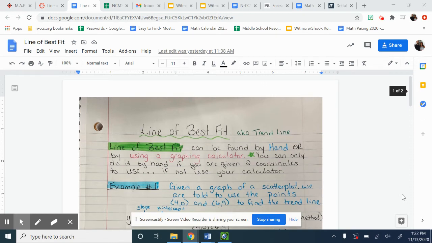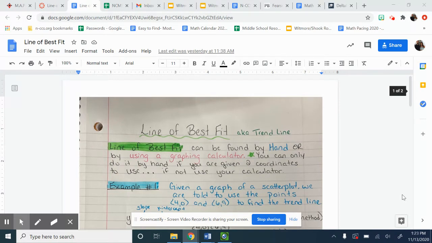Today we're going to talk about line of best fit. In the last couple weeks or days, really, we've talked about scatter plots and how scatter plots show correlations on a graph, and your points show positive correlation if they both go up, and negative correlation or no correlation. Well, a line of best fit is trying to find that equation of the line for your scatter plot.